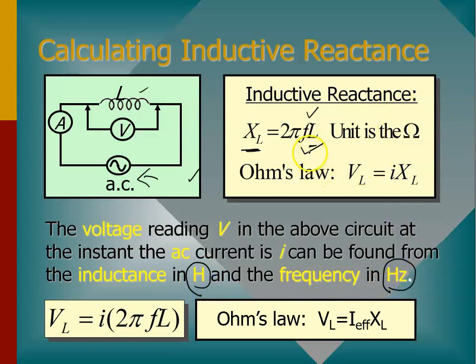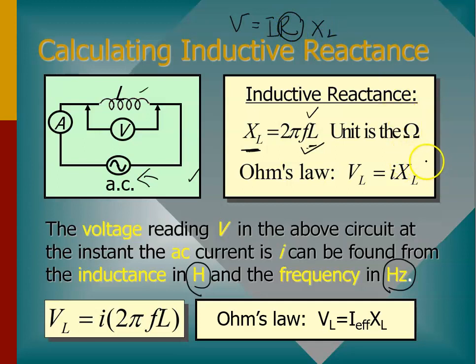Now by substituting these equations into Ohm's law, because Ohm's law says V equal to I times R, since I will not call the resistance in the inductive AC circuit by the name of resistance, I will replace this R with inductive reactance.